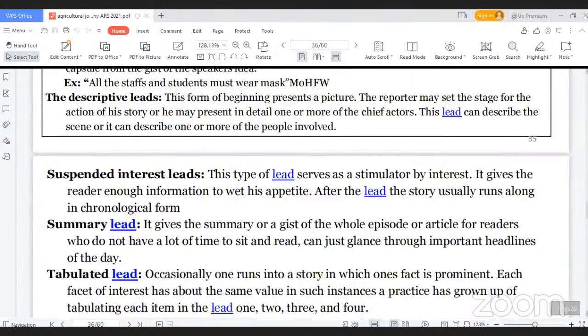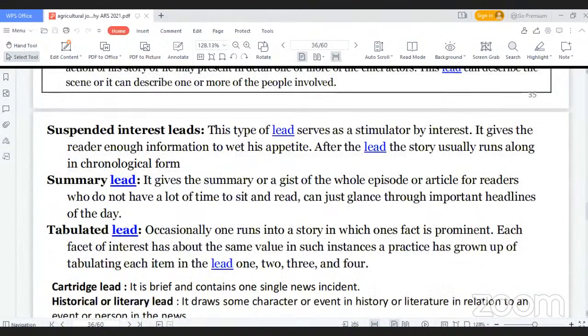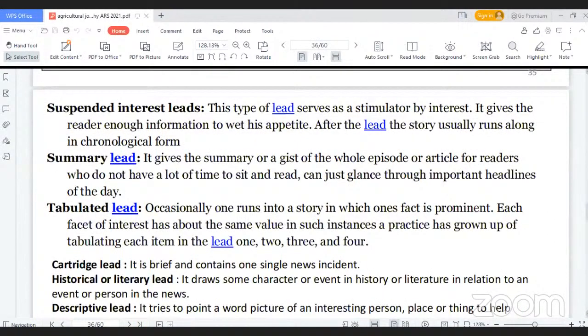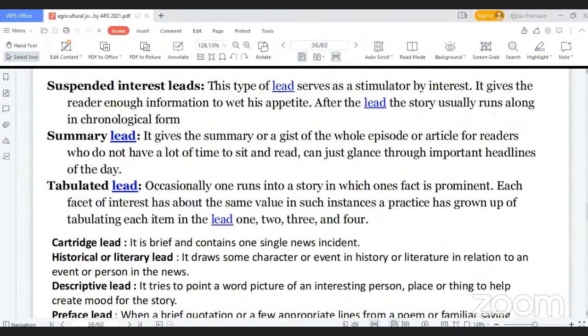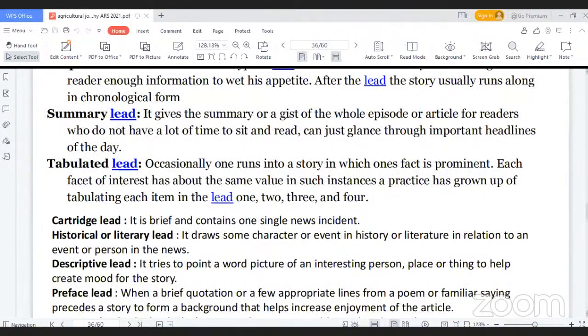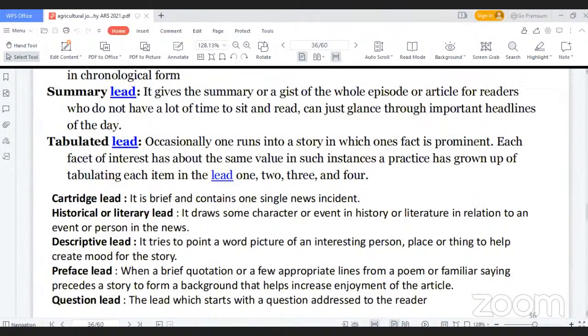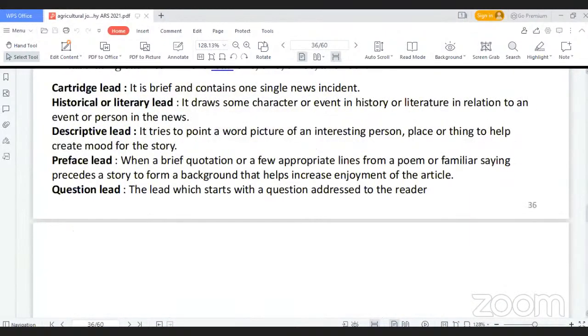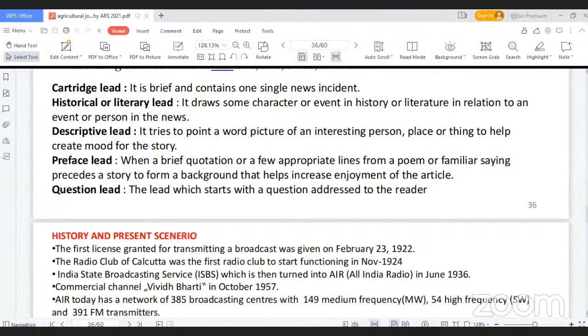And the descriptive lead has a description. The suspended interest lead, as I told you, is a summary lead. It gives a summary or gist of the whole situation. There are also other types of lead like the characteristic lead, literary lead, descriptive lead, refresh lead, and question lead. The cartridge lead is brief and contains only one single news incident. That is called the cartridge lead.